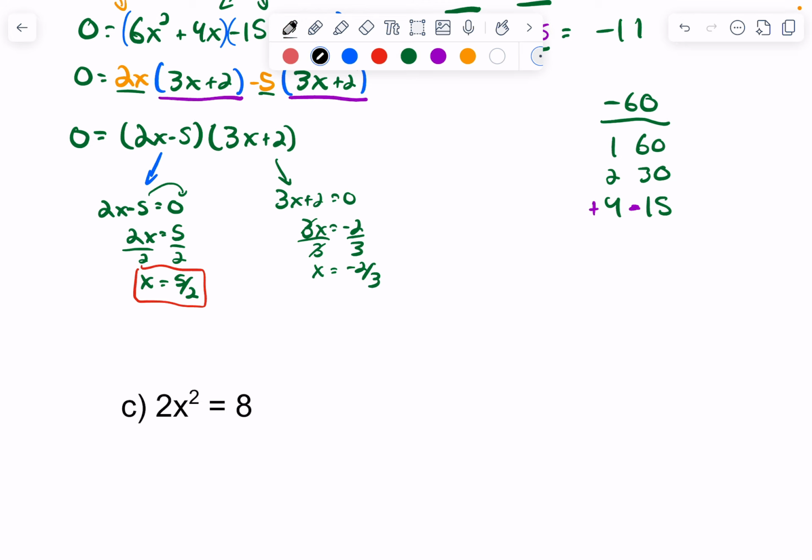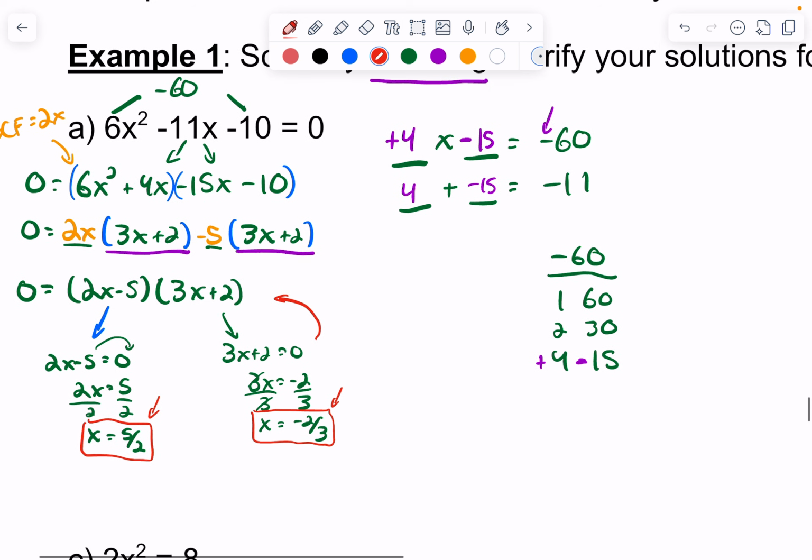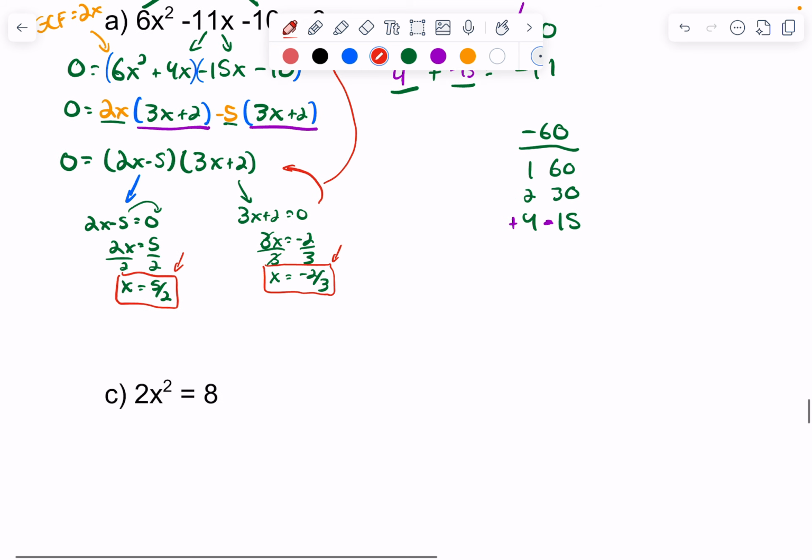Oh, I'll do it in red. So we need to verify our solution. So what that means is if you take this x value, this one right here, or this one right here, we should, when we substitute it back into this quadratic right up here, because they're the same quadratic, just written in different forms, we should get 0 if we did it correctly. So let's check.